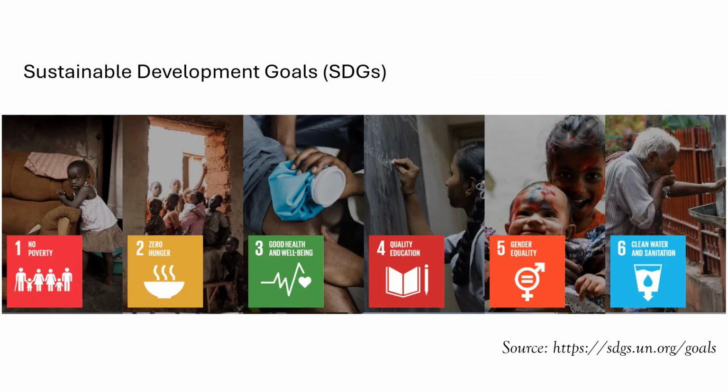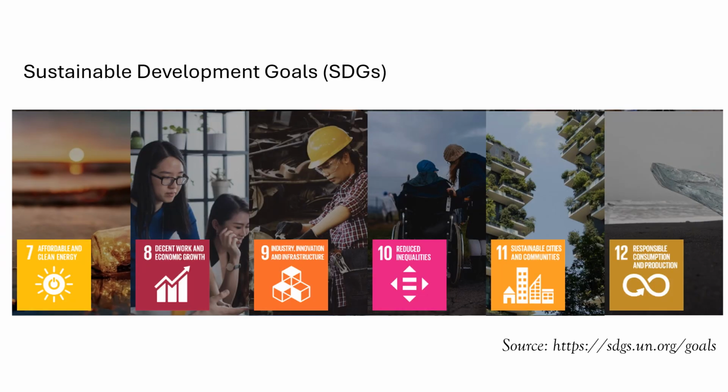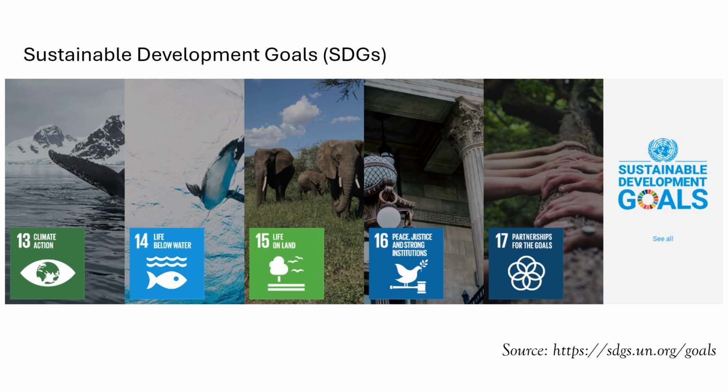It includes no poverty, zero hunger, good health and well-being, quality education, gender equality, clean water and sanitation, affordable and clean energy, decent work and economic growth, industry, innovation and infrastructure, reduced inequalities, sustainable cities and communities, responsible consumption and production, climate action, life below water, life on land, peace, justice and strong institutions, and finally, partnerships for the goals.